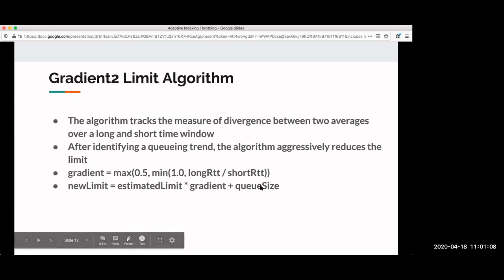And the increase is only by queue size, which is a very small static value that we give at initialization, typically 10, 20, something like that. So the increase is also slow here, but not as slow as AIMD. The way it detects load is different from AIMD, but it also reduces the limit very aggressively whenever it detects a load. So this is how gradient 2 works.